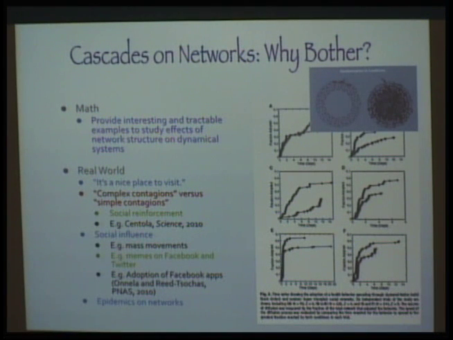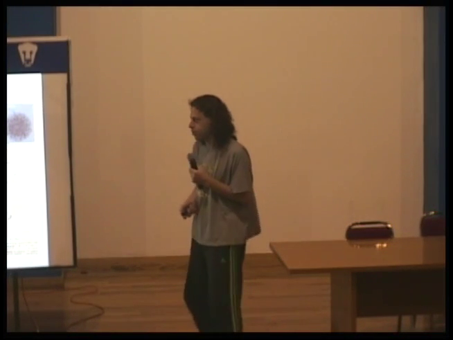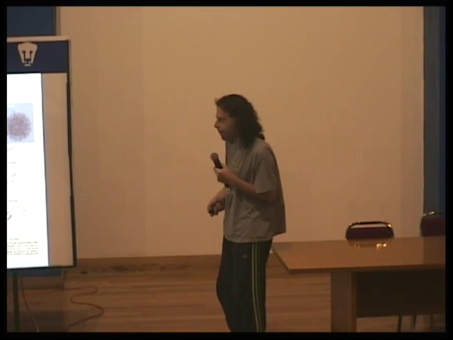Okay, so why should we bother? I'm a mathematician, and my motivation is that these things are very interesting to study and that they give you tractable examples of how network structure can affect dynamics. So that's my main reason for doing it, but there is also a very important connection to the real world. So there are practical reasons to do this, even though this is sort of where my heart is. I don't know if you guys know who Rick Durrett is. He's a mathematician. He likes to say that the real world is a nice place to visit. So I've stolen his quote.